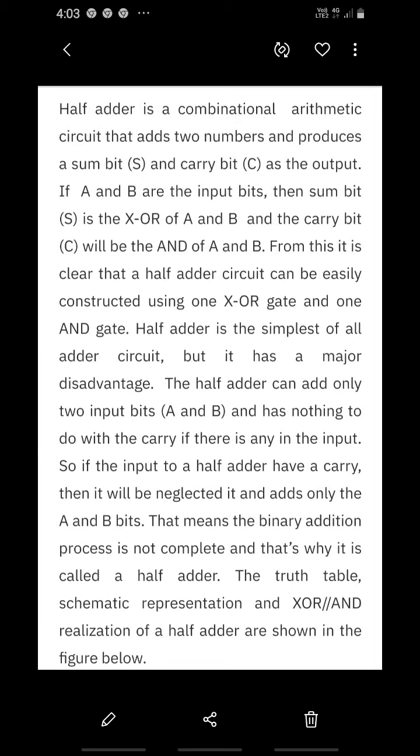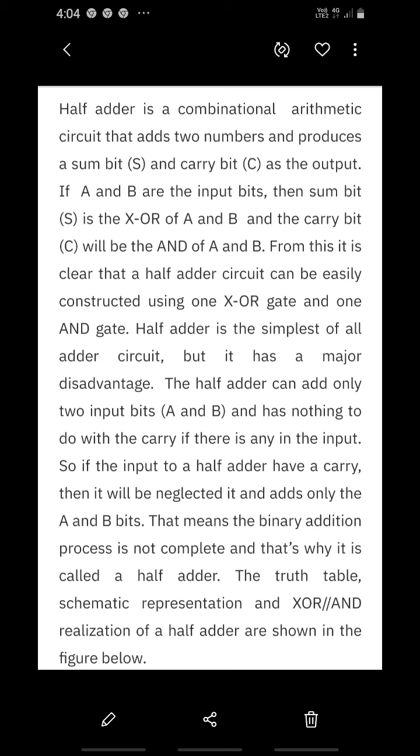Here half adder is a combinational arithmetic circuit that adds two numbers and produces sum bit and carry bit as the output. If A and B are the input bits, then the sum bit is the XOR of A and B, and the carry bit will be the AND of A and B. From this, it is clear that a half adder circuit can be easily constructed using one XOR gate and one AND gate.